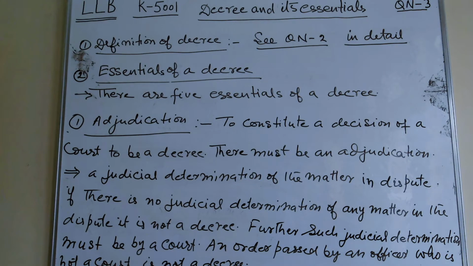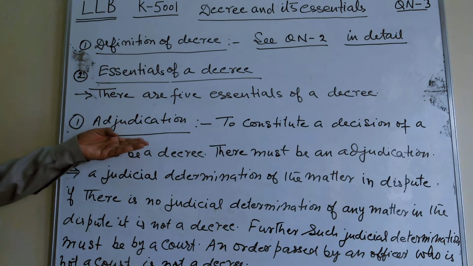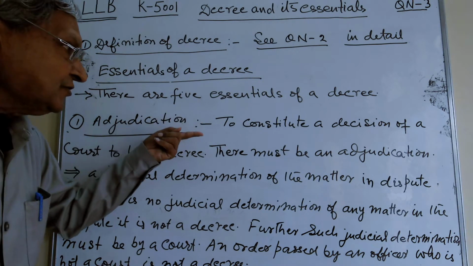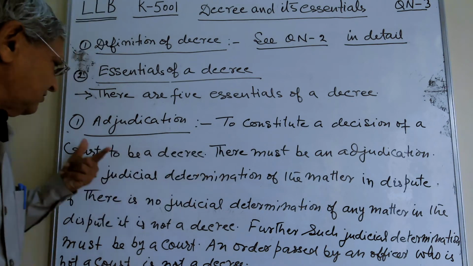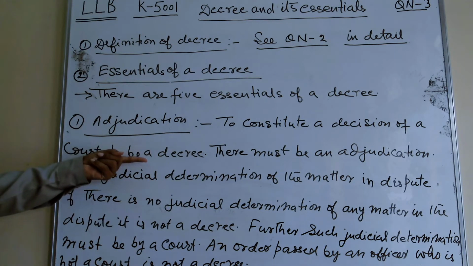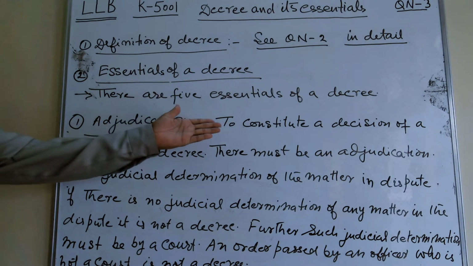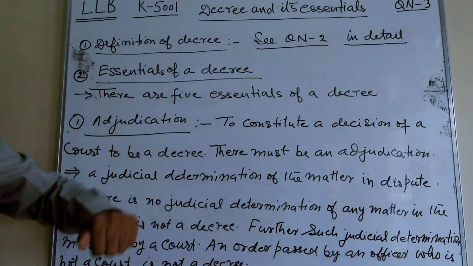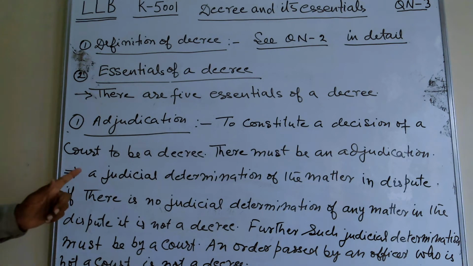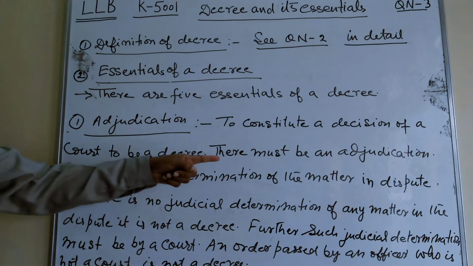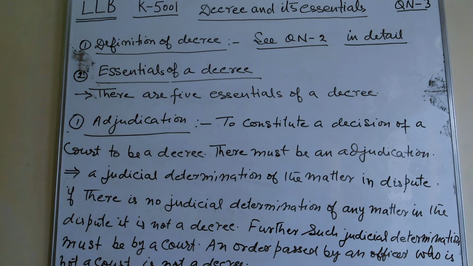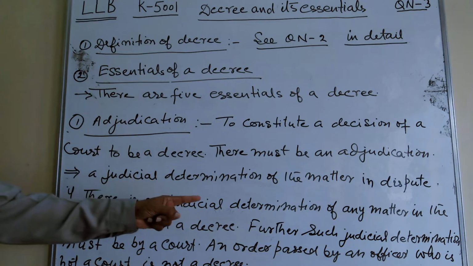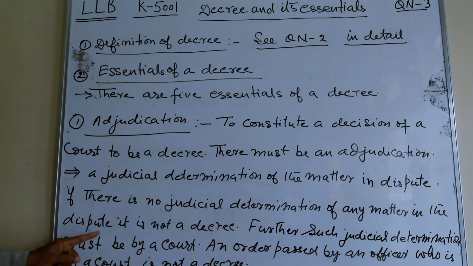What is the first essential? Education. What is education? To constitute a decision of a court to be a degree. What is a degree? To constitute a decision of a court to be a degree, there must be an education. Or you can say there must be a judicial determination of the matter in dispute. If there is no judicial determination of any matter in the dispute, it is not a degree. This is the condition.